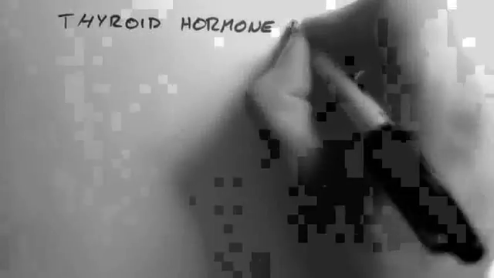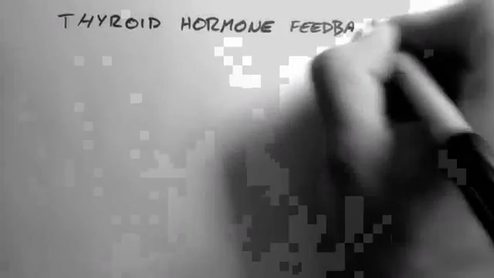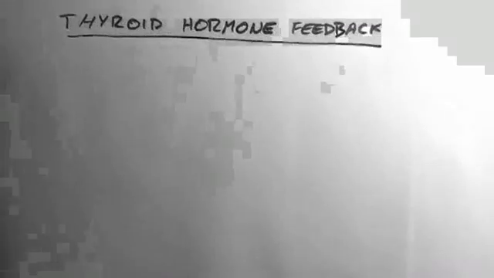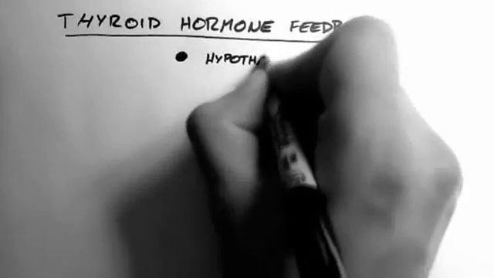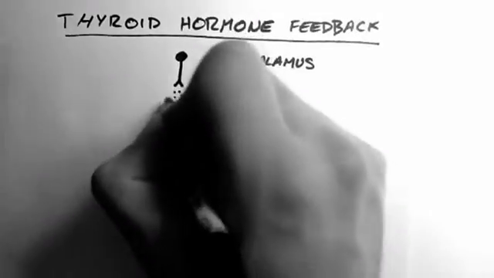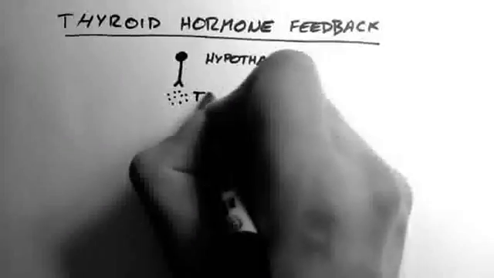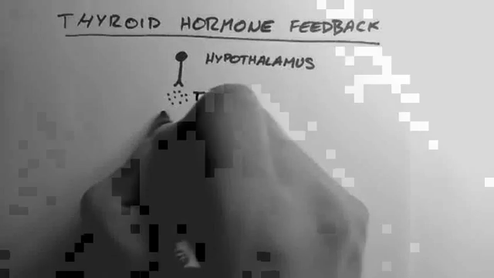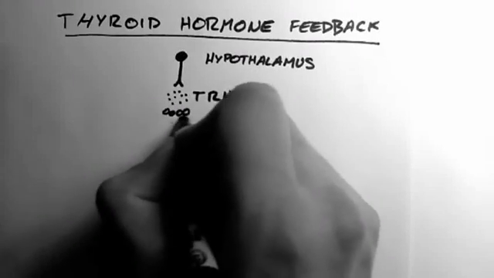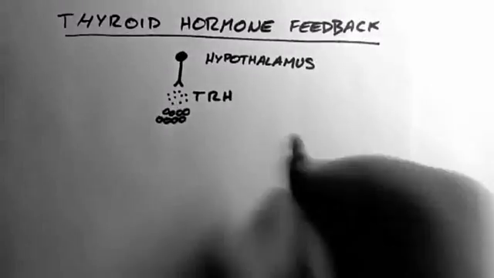In this video, I'm going to talk about thyroid hormone feedback. So let's look at the mechanism by which thyroid hormone is released. The hypothalamus releases TRH onto the pituitary thyrotrope cells.